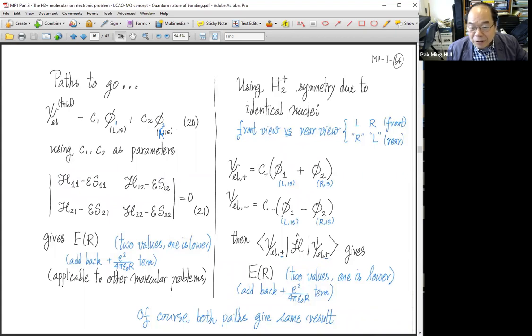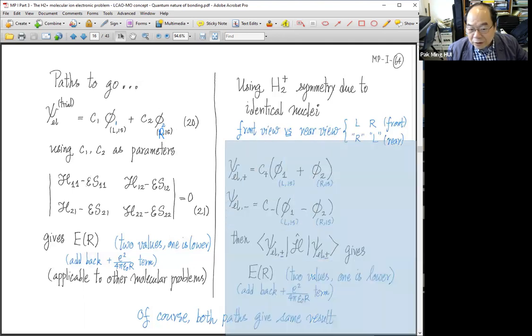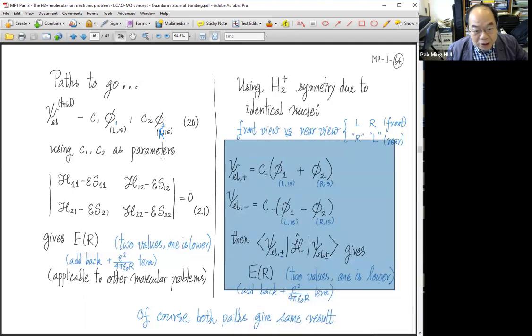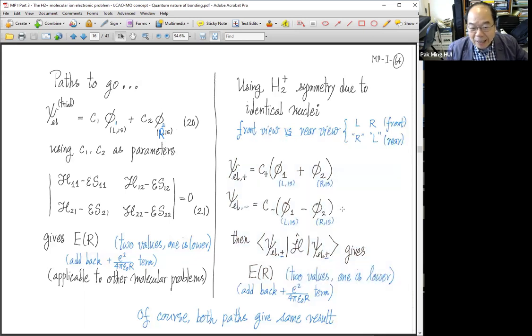Another method is to go by physical sense. In the following pages, I will follow this path, but we will go back to the other path. You will go back to it in the appendix.